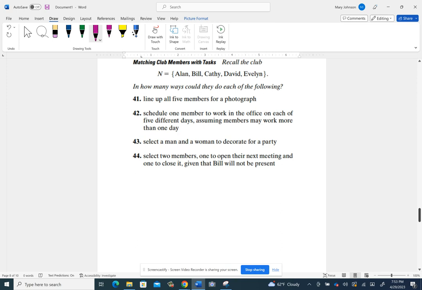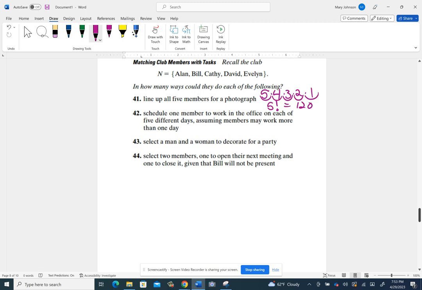So line up all 5 of these members for a photograph. So let's think about that. We've got 5 spots. And the first spot, we have 5 possible people that could take the first spot, but then only 4 left for the second, 3 for the third, 2 for the fourth, 1 for the last one. And we could just multiply all that out, or that's the same as 5 factorial. So that would be 20 times 6. That would equal 120 when we're finished.